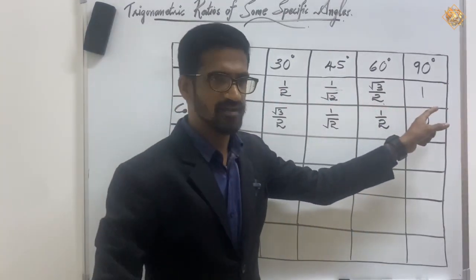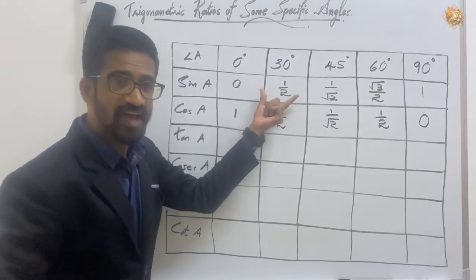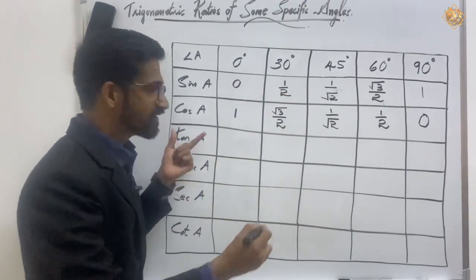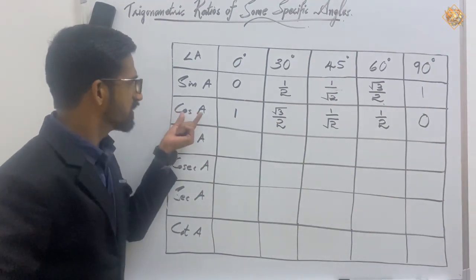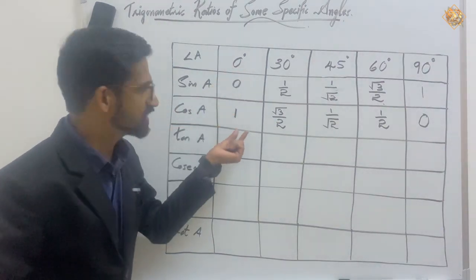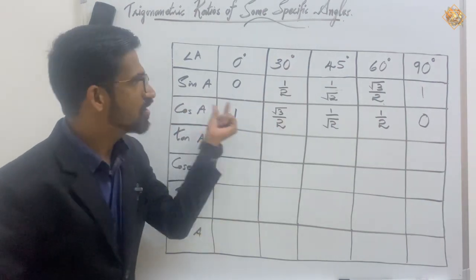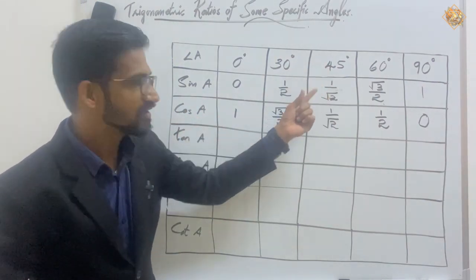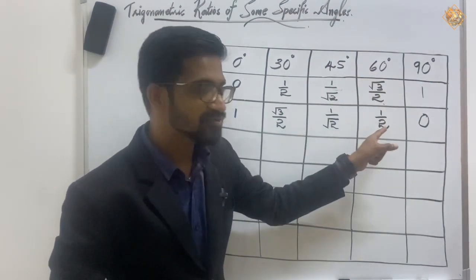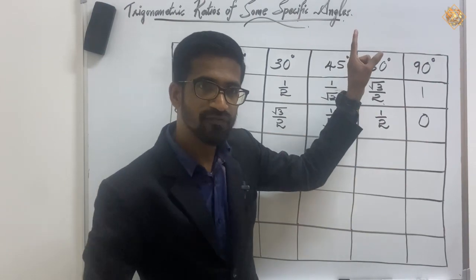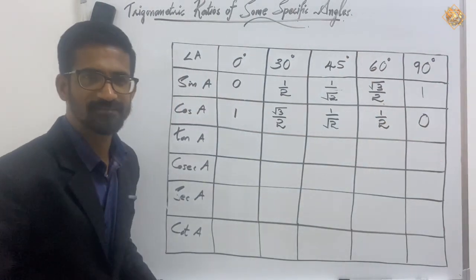Just rewrite these values in the reverse order. When we write the values of sine in the reverse order, we get the values of cos. Now we got cos 0. What is cos 0? That is 1. What is cos 30? That is root 3 by 2. What is cos 45? That is 1 by root 2. What is the value of cos 60? That is 1 by 2. And what is the value of cos 90? That is 0. Hope it is clear.